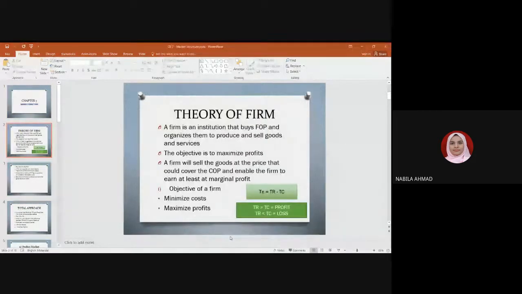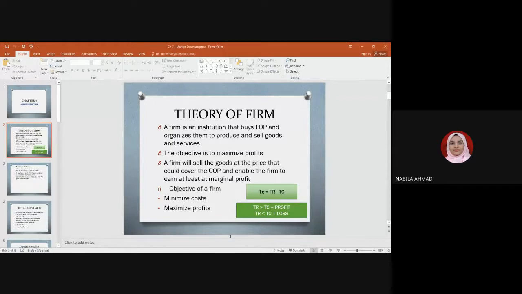So theory of firm, ya. So firm adalah institution, ya, buys factors of production and organizes them to produce and sell goods and services. Okay, so firm ni dia adalah institution, dia akan menggunakan factors of production untuk menghasilkan barang dan perkhidmatan. And of course, the objective of firm adalah to maximize profit. So firm ni dia adalah business entity lah, ya, business organization.